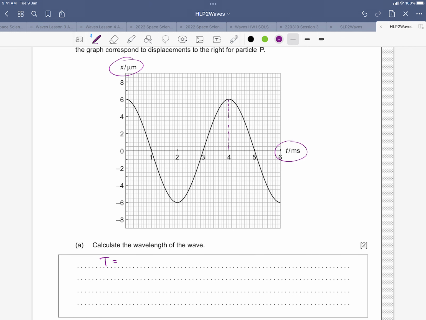So we have the period, 4 milliseconds, and then, of course, most of you would be looking up the wave speed equation, which makes good sense to use because the frequency is the reciprocal of the period. So wave speed is wavelength over period. We have the wave speed, we have the period, so we can find the wavelength very easily by just multiplying these two together. And that gives us the correct answer.